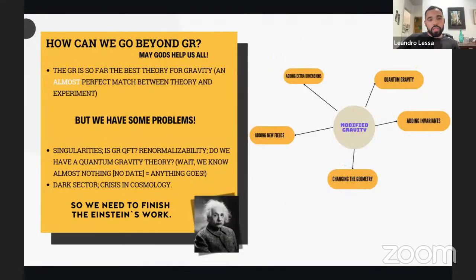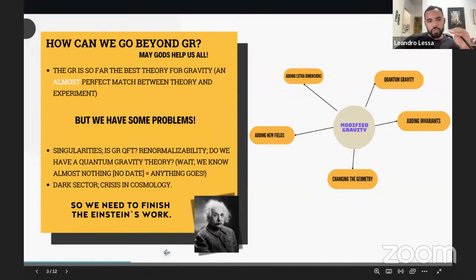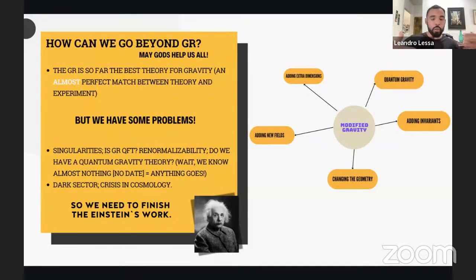So how can you go beyond general relativity, or why do you need to do that? Well, everybody knows here that general relativity is so far the best theory of gravity. This is because we know it is the most perfect match between theory and experiment. But on the other side, we know that the theory has some problems. Here you can divide these problems into two huge categories. One is more theoretical.